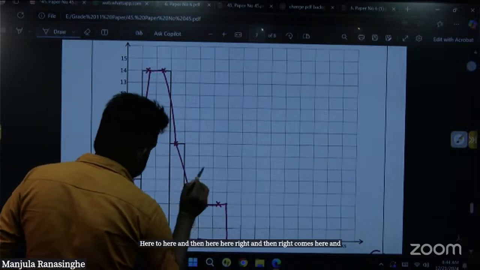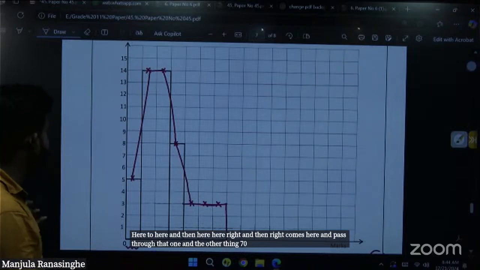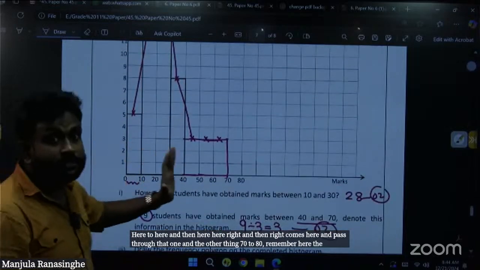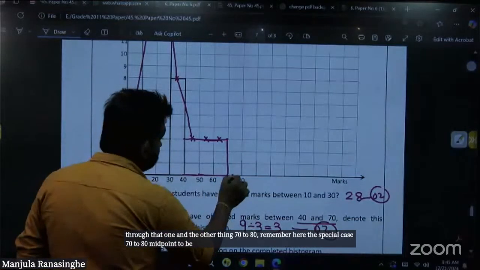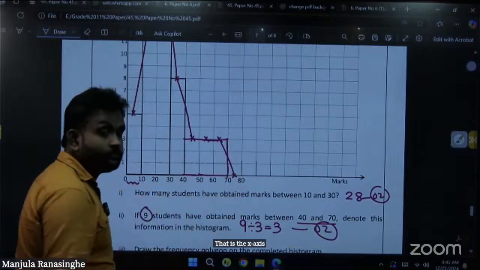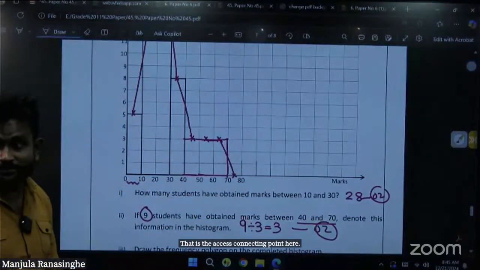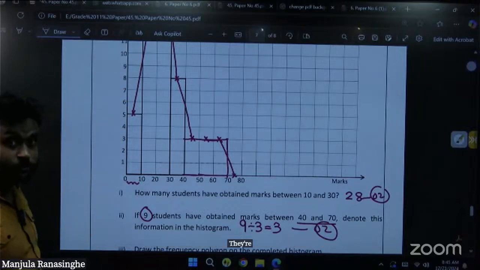And the other thing, 70 to 80, remember, is a special case. The midpoint of 70 to 80 has to be connected, that means 75. That's the x-axis connecting point here. Not 80, not 70, just 75. Then on the other side, where should it be connected to the x-axis?